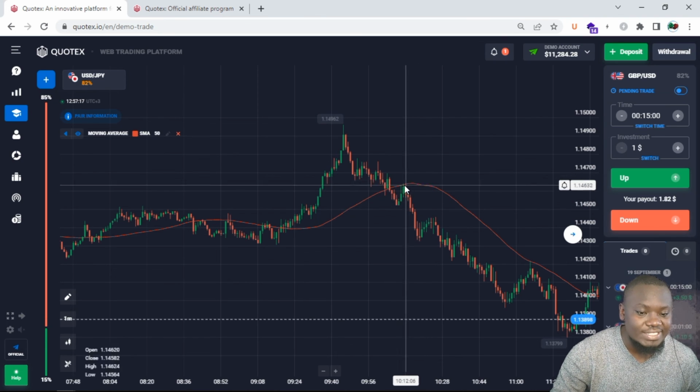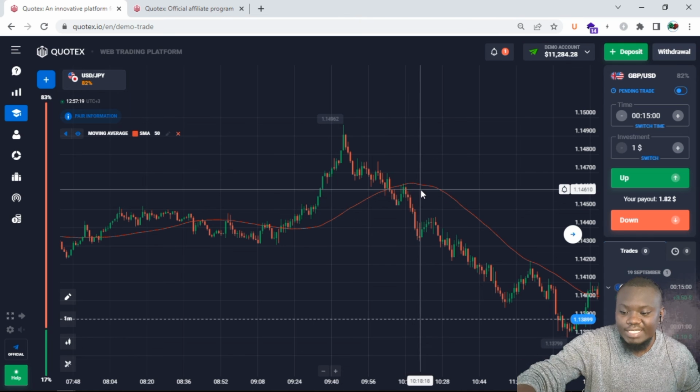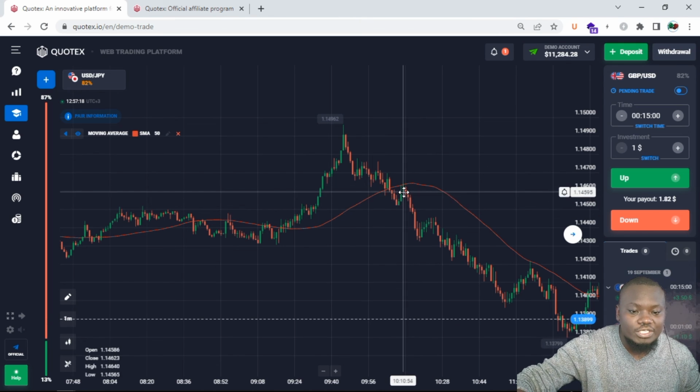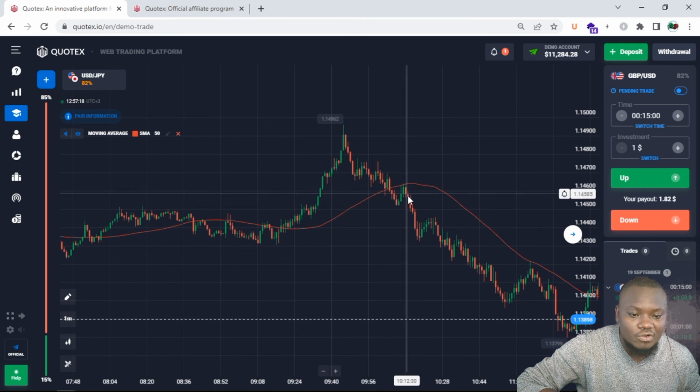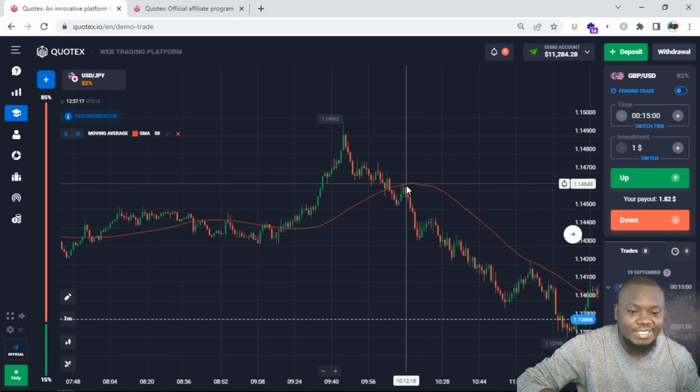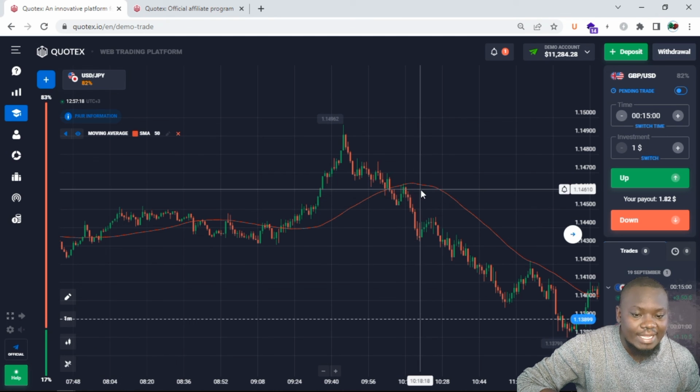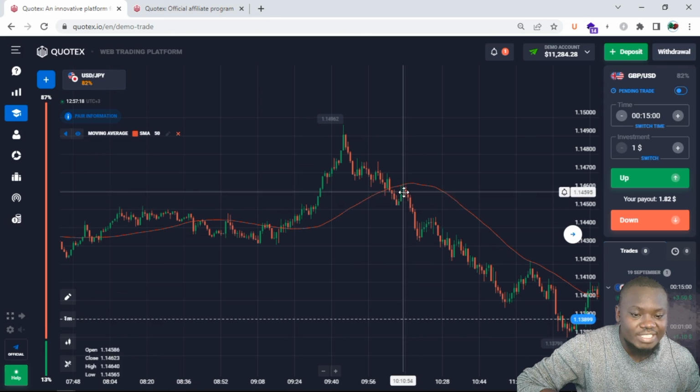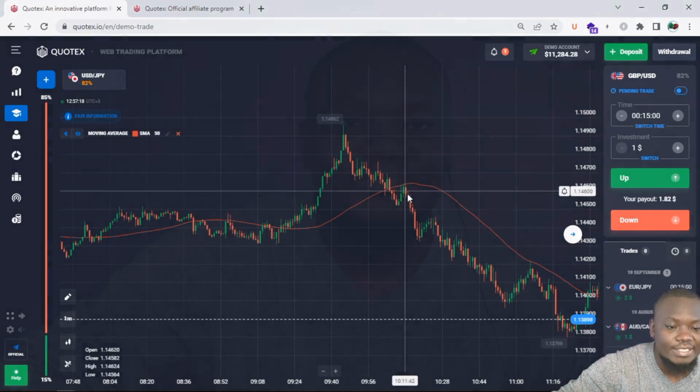You can still trade the bounces and you can still trade breakouts using SMA. For example, on this level here, if you are trading a bounce, you'd wait and confirm that price has been rejected on this level and trade downwards.